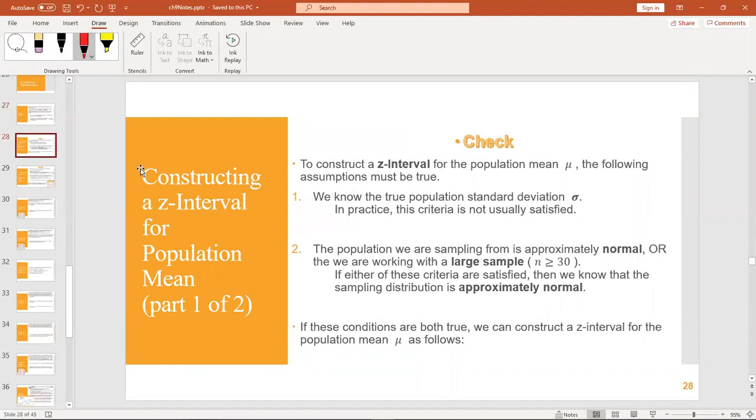So for constructing a Z interval, you first of all have to know the true standard deviation of the population, sigma. The population that we are sampling from is approximately normal. So you have to know that it's a normal distribution going in, or as long as you have 30 or more observations, you can use the central limit theorem and say it's approximately normal. If those are both true, we can make a Z interval for the population mean mu.